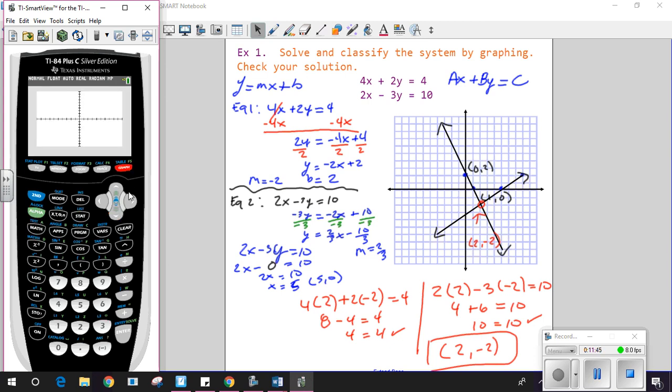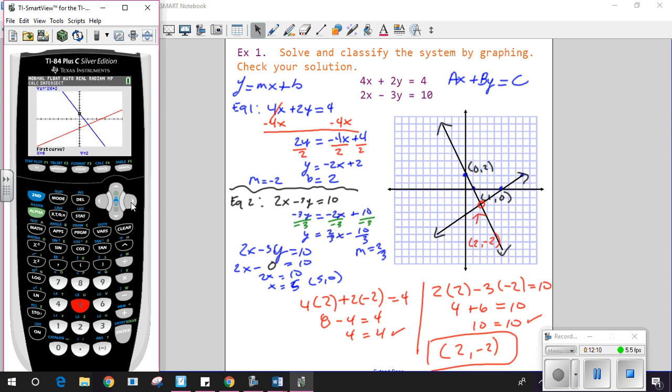Graph. So the blue line is going to be equation 1, and the red line is equation 2. If you want to use two different colors for each equation, that would be great. Now to find the solution, we would hit second trace and 5 for intersect.